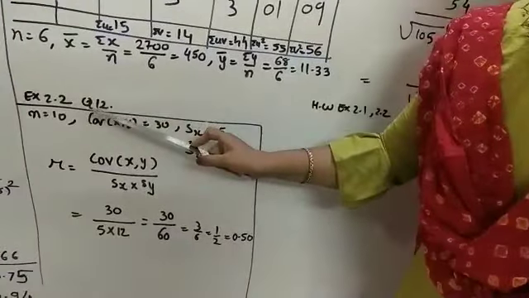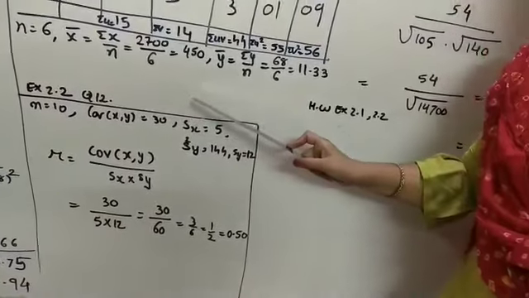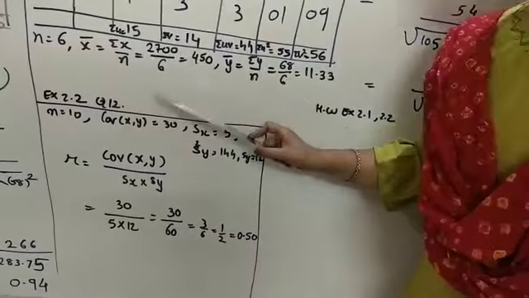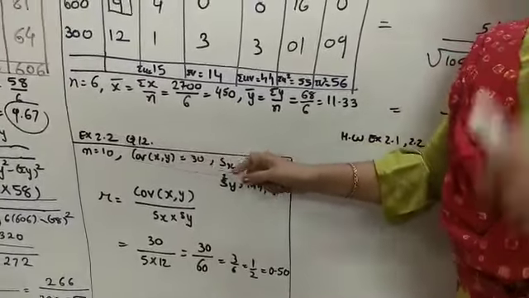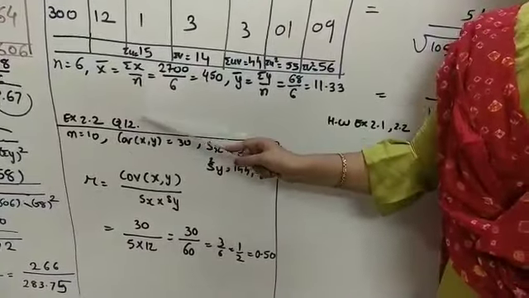Now let's see a short sum. Exercise 2.2, question number 12. What is the sum selected by me? That is from the exercise. Please take out exercise 2.2. At the top you will find this sum, that is question number 12.